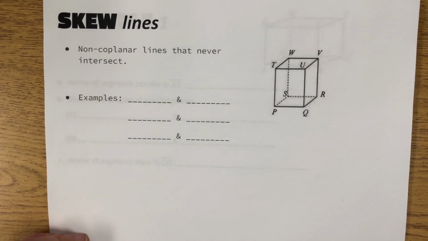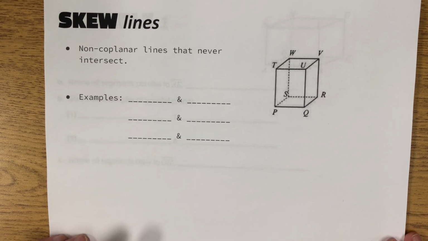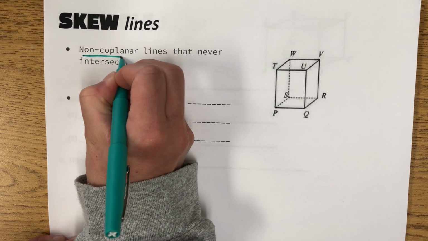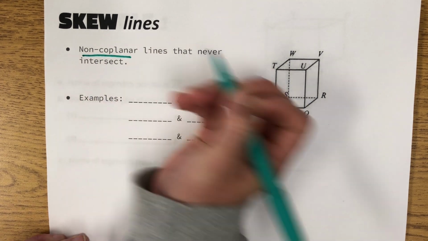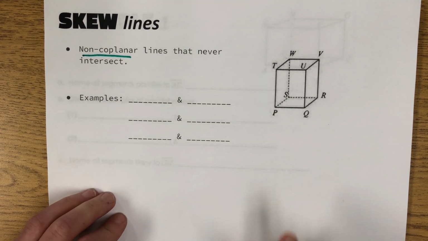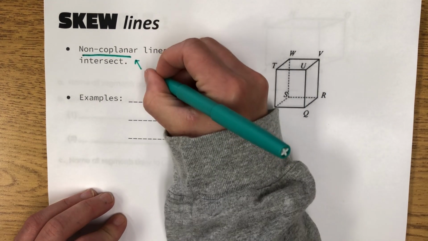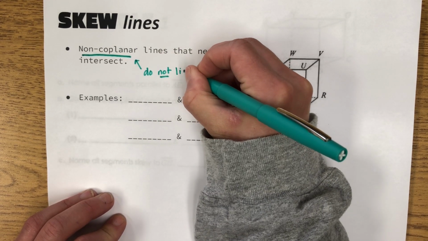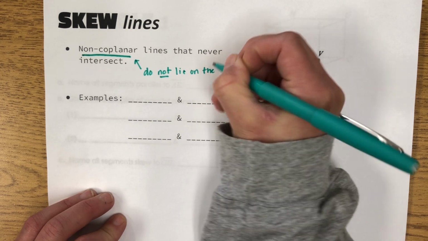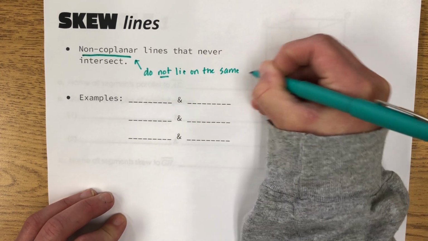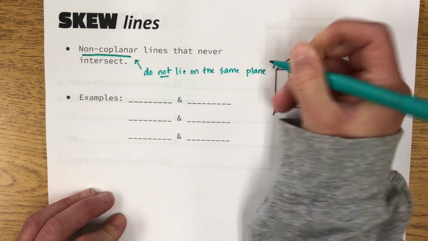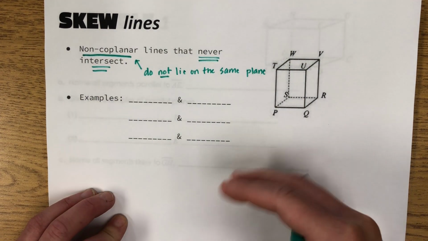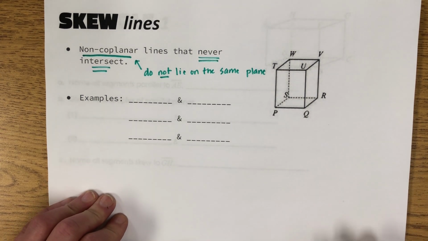All right, let's advance this a little bit and then talk about skew lines. So skew lines are non-coplanar. That means they do not lie on the same plane. And again, they will never intersect. So let's get some examples of what a skew line looks like.